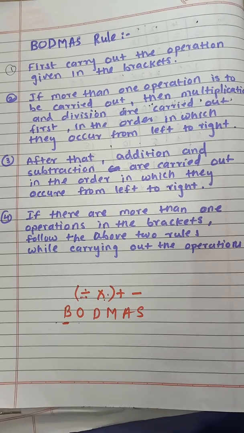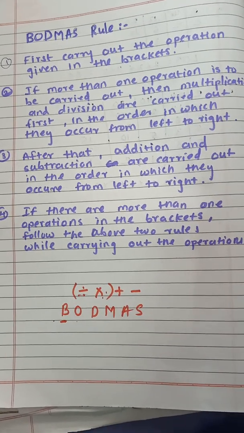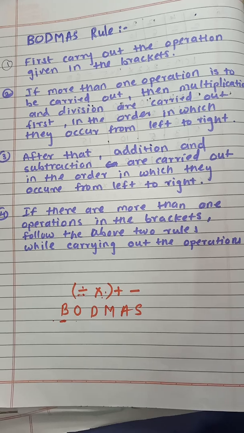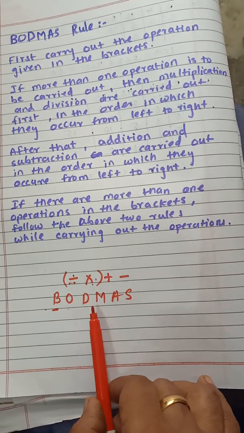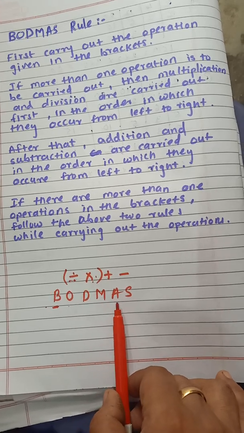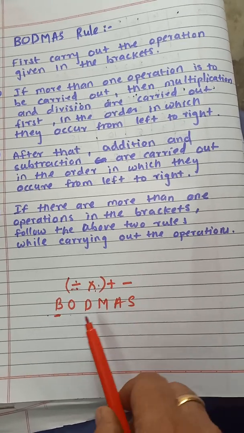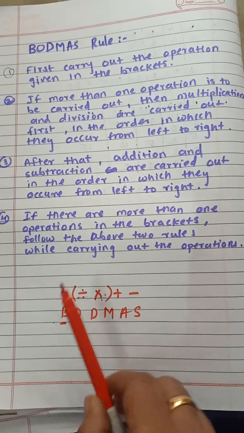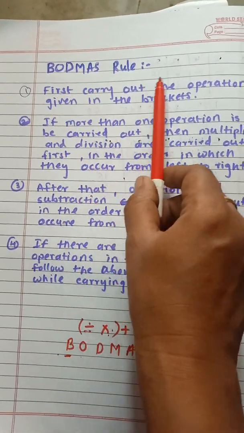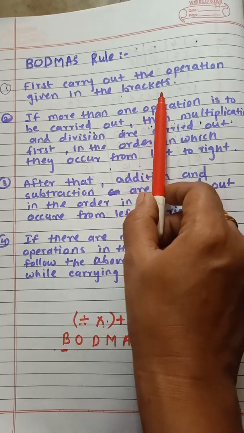Standard 7, practice at 25. Before that, we'll study the BODMAS rule. In the BODMAS rule, it means bracket, division, multiplication, addition and subtraction. So if there are so many operations, first we have to solve the bracket. So first carry out the operations given in the bracket.